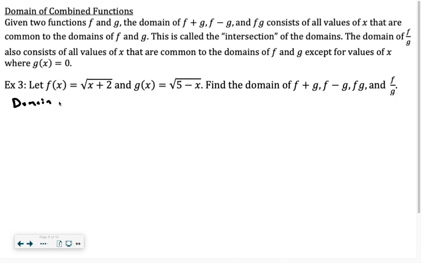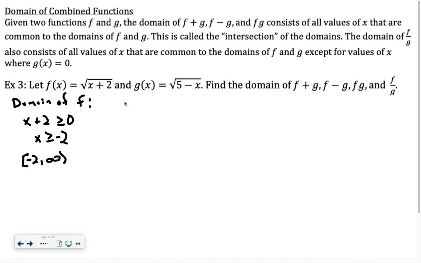So let's say domain of f, we have a square root. We said that we cannot have negative values in the square root. So what we did was we said, well, whatever's inside of that square root has to be greater than or equal to 0. So to solve this, I would just subtract 2 over, and I would get x has to be greater than or equal to negative 2. That's the domain of this function. And I could write that like this, right? I could say negative 2 to infinity if I want to write that in interval notation.